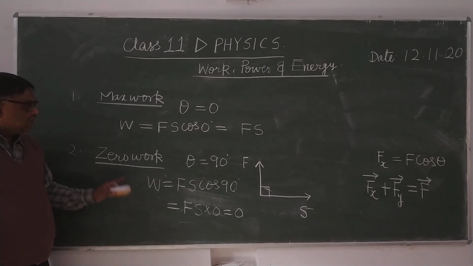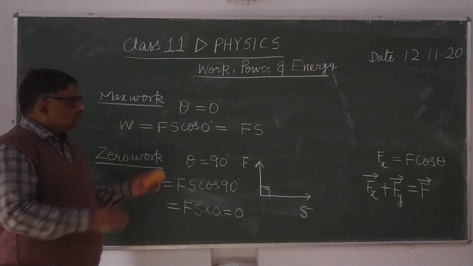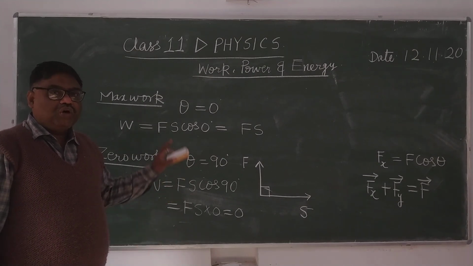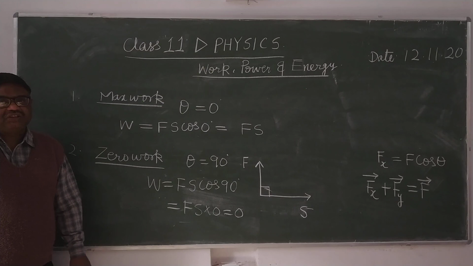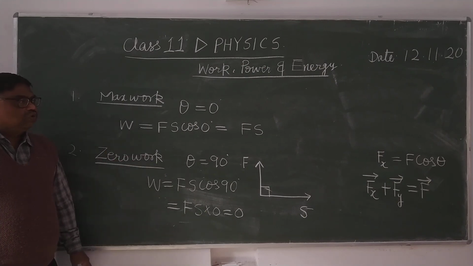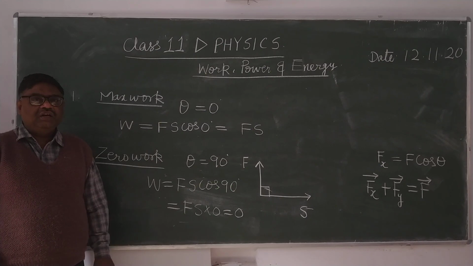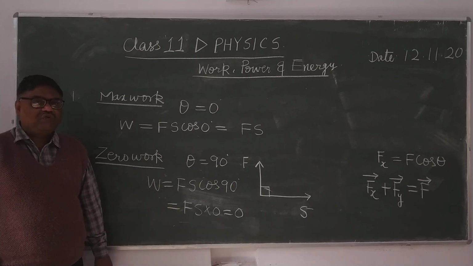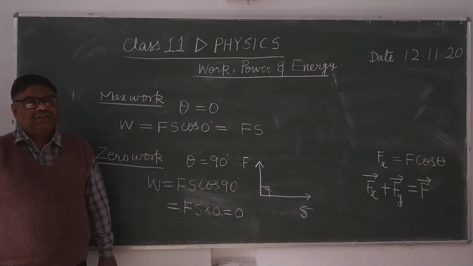There is one more condition of 0 work. Suppose you are applying force on this wall, on this board, and the board does not displace. Force is acting, but the body is not displacing. In that case also there will be no work done. It's clear? So there are two conditions of 0 work. One, when the force is displacing the body normal to the direction of force, and second, force is acting but there is no displacement. It's clear.